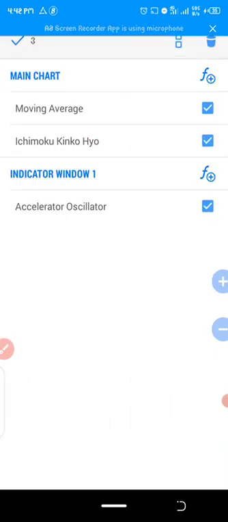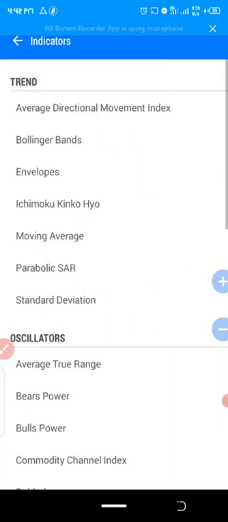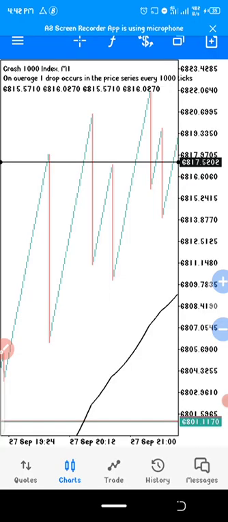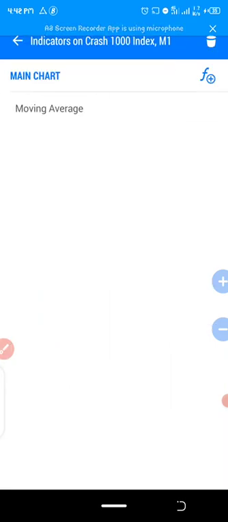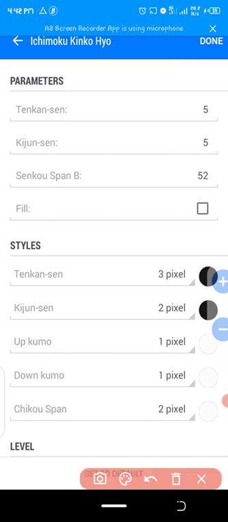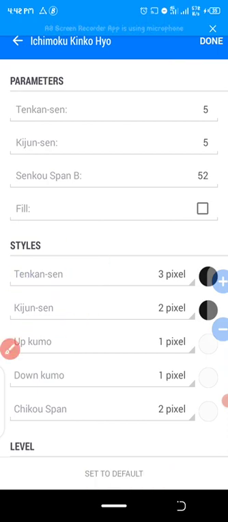I'm just going to add them from scratch. The first thing I want to add is my moving average, the 200 exponential moving average, and then I'll click on done. Then I click on the F button again and the main chart, and I want to add my Ichimoku. This is how you're going to set your Ichimoku. The Tenkan-sen is 5, the Kijun-sen is 5, the Senkou Span B is 52, and you just need the colors of the Tenkan-sen and the Kijun-sen, and you set them in the same colors so it doesn't confuse you.